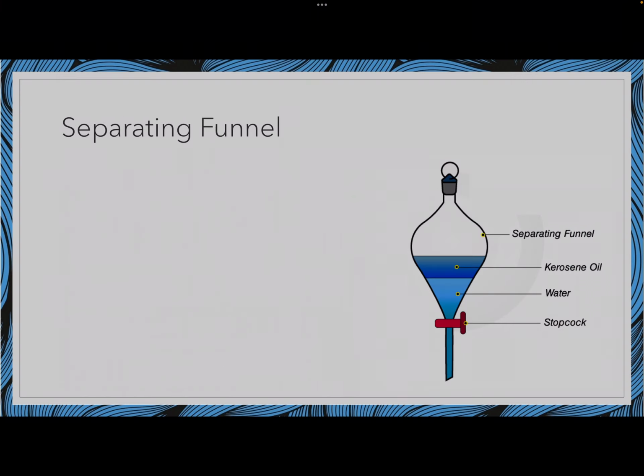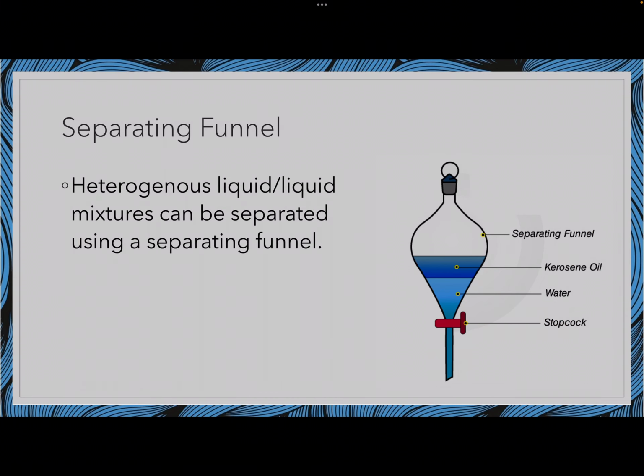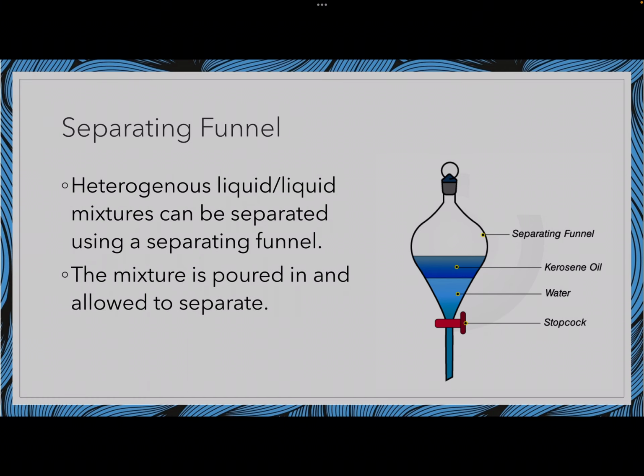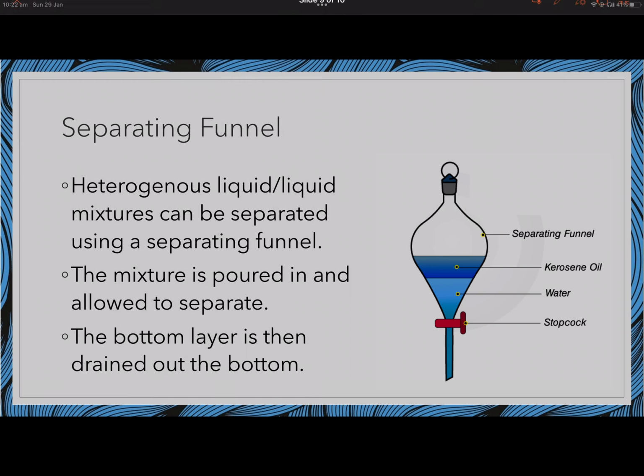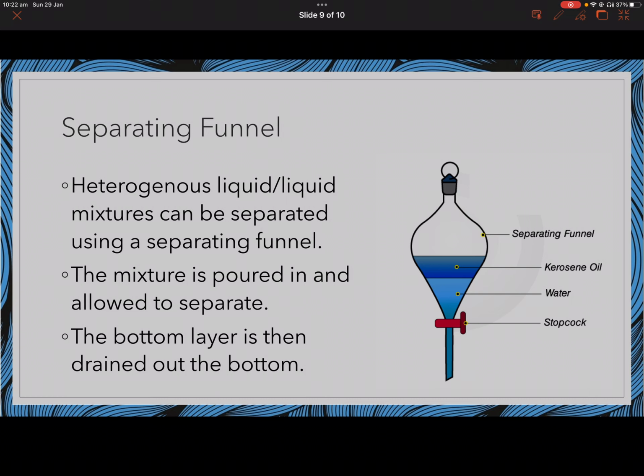Now, you can see our separating funnel here. These are used for heterogeneous liquid-liquid mixtures, so basically where we have two liquids that don't mix. The mixture is poured in and allowed to separate, and then the bottom layer is drained out the bottom through the stopcock. The example they've given us here is water and kerosene, which don't mix. So if we ever have a mixture of oil and water and we need to separate the water from the oil, we use one of these separating funnels. We open this tap at the bottom, let that water layer out, and then we're left with the kerosene in the flask and the water's drained out.